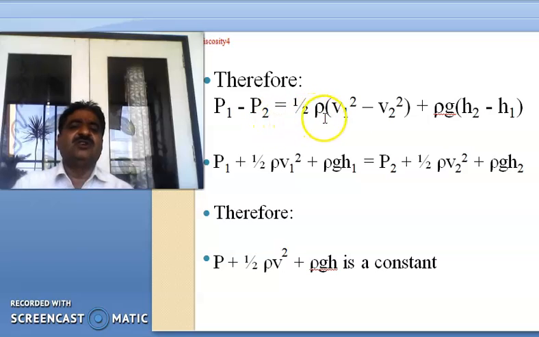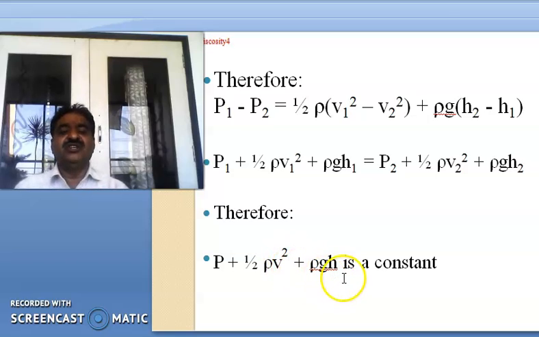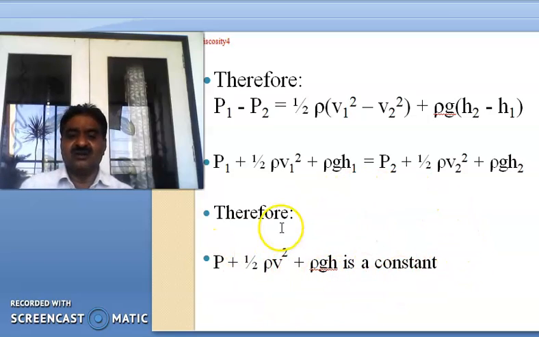Then P1 minus P2 is equal to half rho (V1 square minus V2 square) and so on. Minus P1 is to be taken to the other side, it becomes plus. In this way, by rearranging the terms, negative terms move across and become positive. Here minus P2 becomes plus P2, minus H1 becomes plus H1. Therefore, P plus half rho V square plus rho g h is constant. In this way, you can easily prove Bernoulli's theorem.